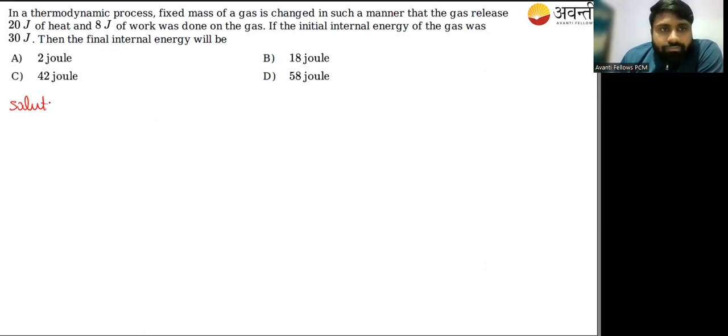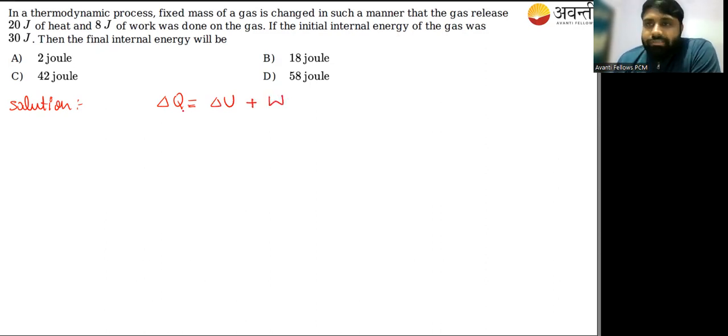Solution: the first law of thermodynamics says that the heat supplied or released from the system is always equal to the change in internal energy of the system plus the work done on or by the system. So we need to take care of the sign convention here. If you read it carefully, the gas releases 20 joule of heat. So heat is rejected by the gas. The gas here we can consider our system. So heat is released by the system.